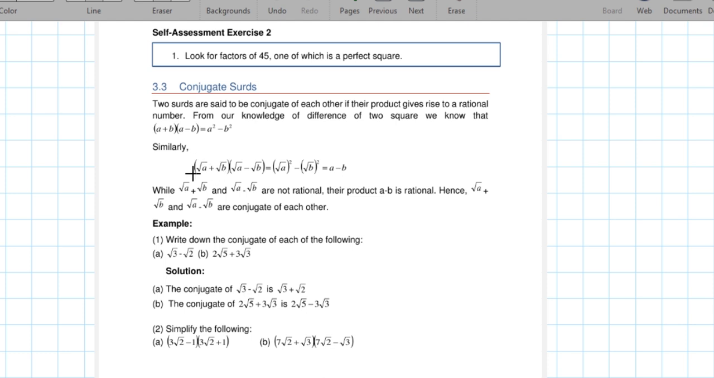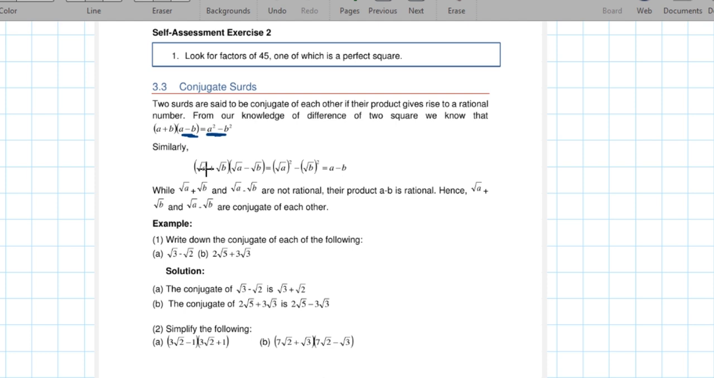So now let's look at the normal difference of two squares, where if we multiply a plus b with a minus b, you have difference of two squares. So a minus b is a conjugate of a plus b. That's what conjugate is talking about. So forget the big English, it is just the negation of the original. That is what it means.